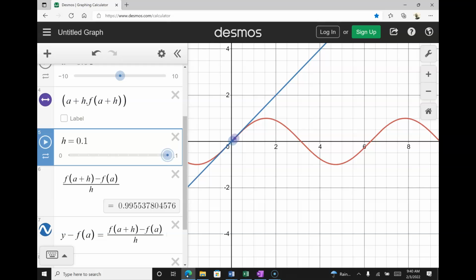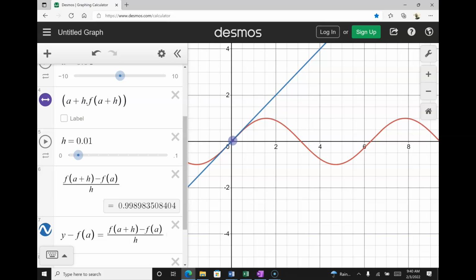So when I do that, I can really get close. You can see my line really doesn't look like it's changing at all, does it? And look at my slope: 0.998, 0.998, 0.9989. You can see it's really slowing down toward something. And of course we know it's 1.